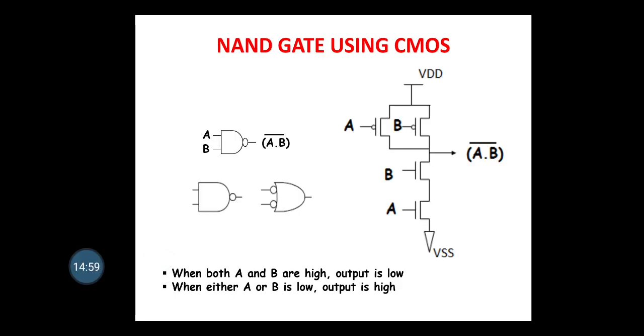So this is the diagram of the NAND gate using CMOS transistor technology. A is ANDed with B, and then there is the complement of A and B. So here you can see for A and B, there is a series connection using NMOS, and for PMOS they are in parallel, and the output is connected as shown here. So this is the logic diagram of your NAND gate using CMOS.